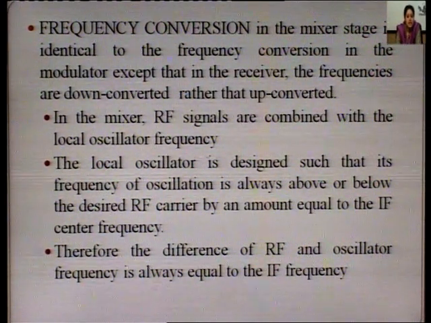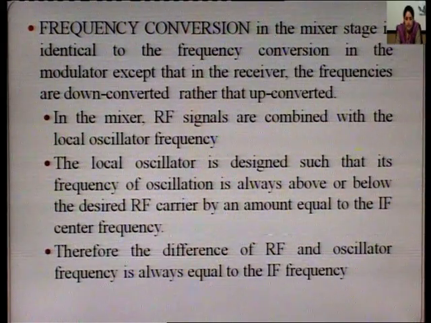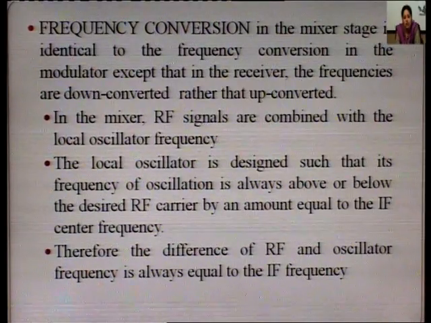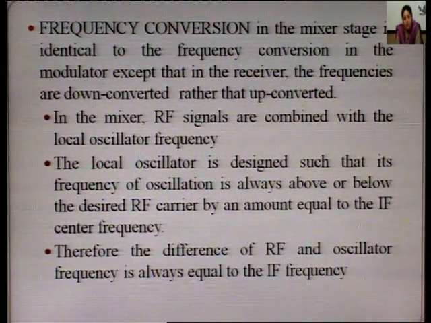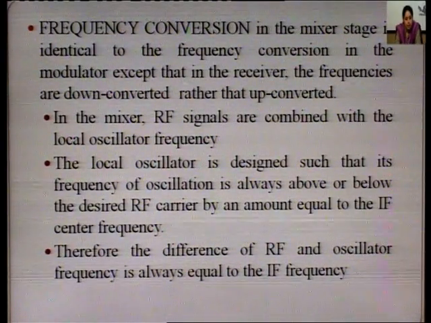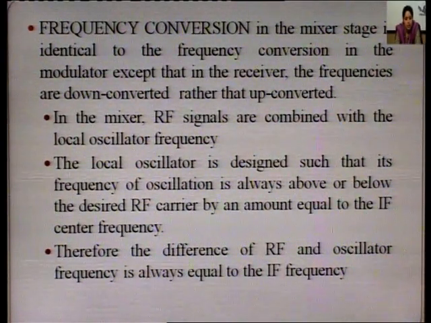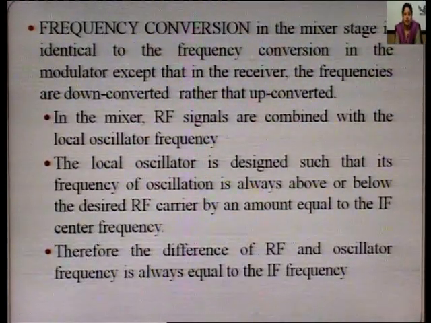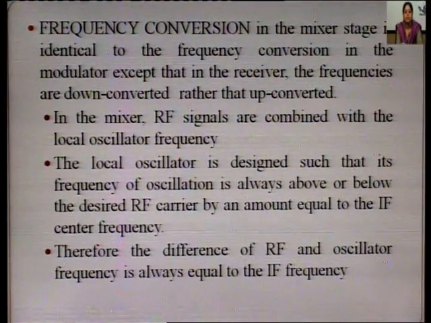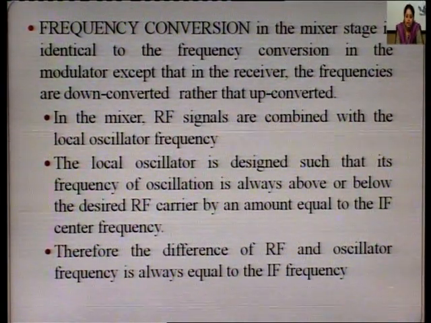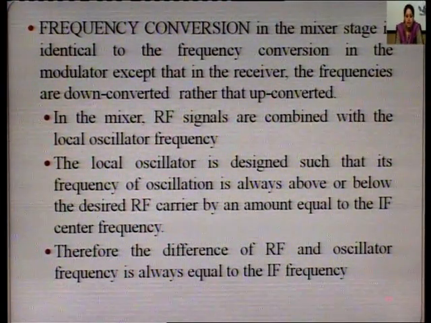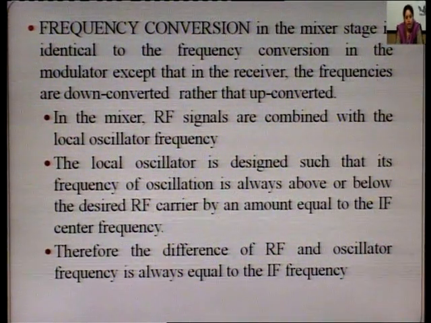In the mixer, RF signals are combined with the local oscillator frequency. The local oscillator is designed such that the frequency of oscillation is always above, your F0 is always greater than your Fs, the desired RF carrier, by an amount equal to the intermediate frequency, that is your center frequency. Therefore, the difference of RF and oscillator frequency is always equal to your intermediate frequency, that is F0 minus Fs is equal to IF, the intermediate frequency.